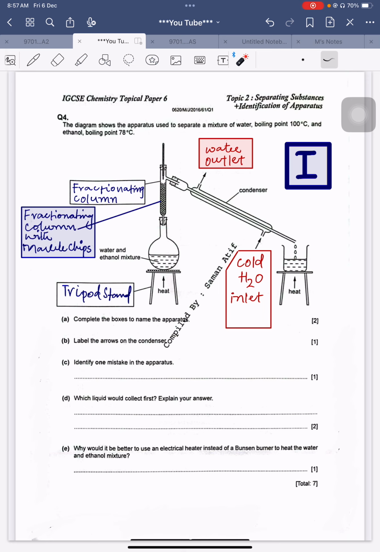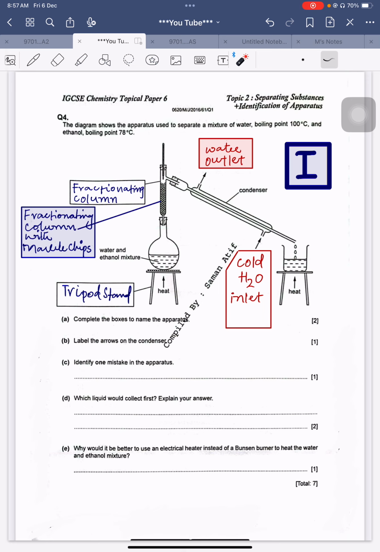Okay, let's come to the question now. I have solved a few of the parts before writing here in front of you, and I would like to explain them. This is an apparatus called a fractionating column. There are basically two types of distillation. One is called simple distillation, whereas the other is called fractional distillation. This is fractional distillation as it contains a fractionating column.